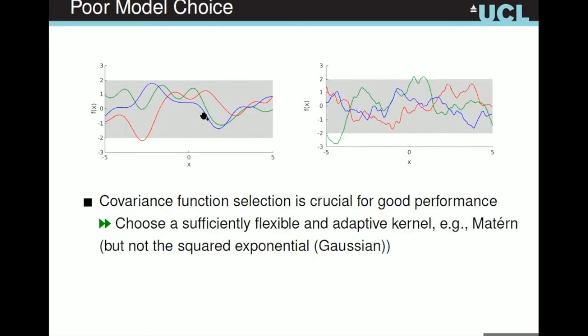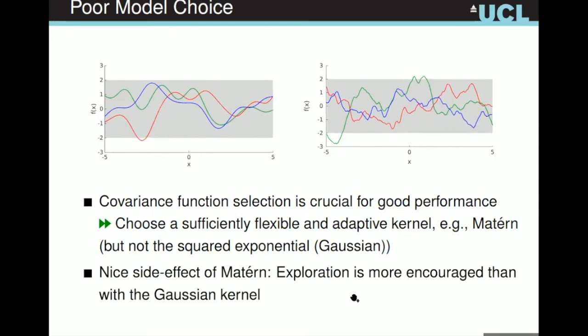So the samples from this GP are much more rough than on the left-hand side. In practice, in Bayesian optimization, it's actually more useful to have the Matern kernel instead of the Gaussian kernel, because it's a bit more flexible and adaptive. In practice, the error bars increase a little bit faster as you go away from the training data with the Matern kernel, because your smoothness assumptions are not as strong as with the Gaussian kernel. And that leads to more exploration in the Bayesian optimization setting.